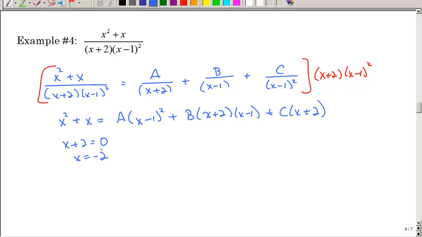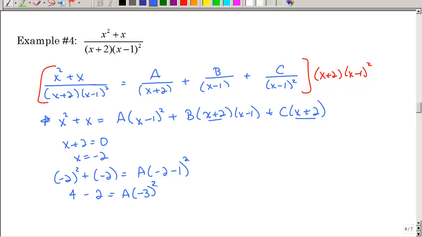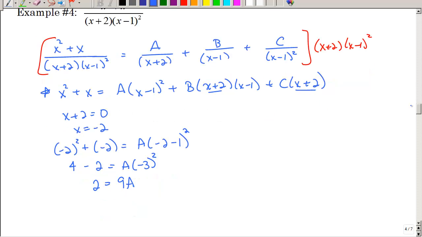So I'm going to let x equal negative 2. So I have negative 2 squared plus negative 2 equals a times negative 2 minus 1 squared. And the rest are going to be 0, because if I put in negative 2 and I add 2, I get 0. So I get 4 minus 2 equals a times negative 3 squared. So what is that? 2 equals 9a. So a is 2/9.